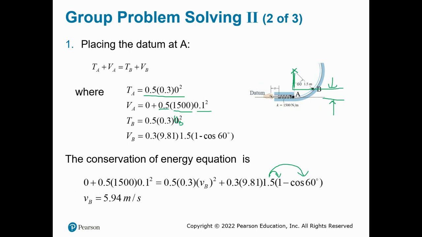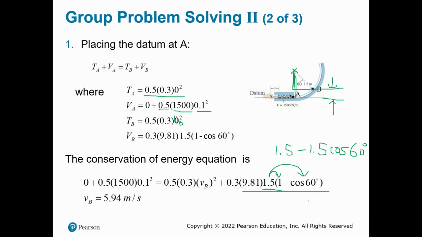Now in total, the radius is 1.5. So you have 1.5 minus 1.5 times cosine 60. This is going to give you the height, how much it is elevated vertically from A to B. Not the direct distance from A to B, not the arc from A to B, but vertically how much it's being elevated from location A to location B. So it's 1.5 minus 1.5 cosine 60, and that's what this term is.